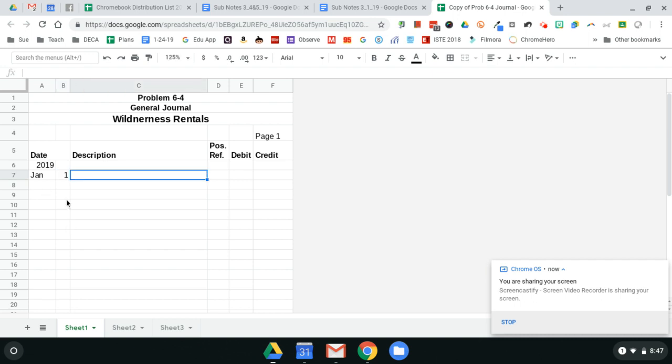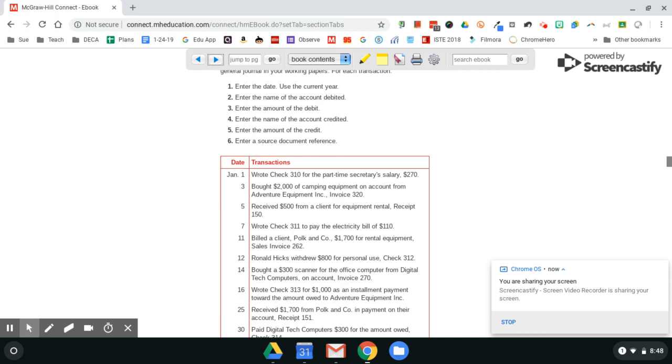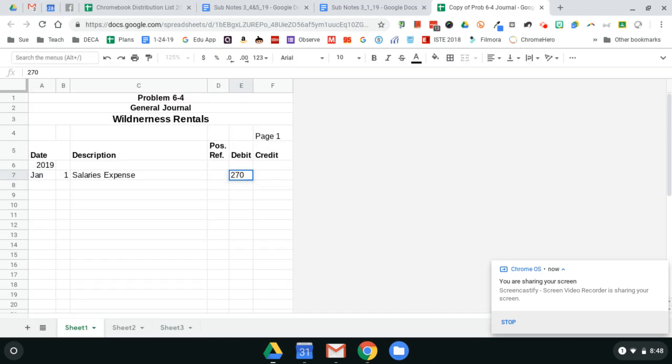Okay. The amount debited is going to be the expense, so salaries expense. And this is a column for posting reference that we will talk about in the next chapter. And the debit, I don't remember, was for $270. Okay. And then it's the same date, so we keep that. And then you're supposed to indent the credit. So I'm just going to hit the space bar a couple times, and I'm going to write cash. And then I'm going to come over here, write the credit.